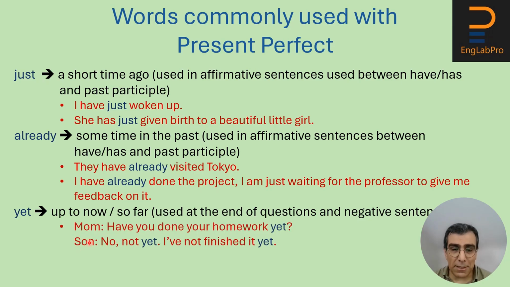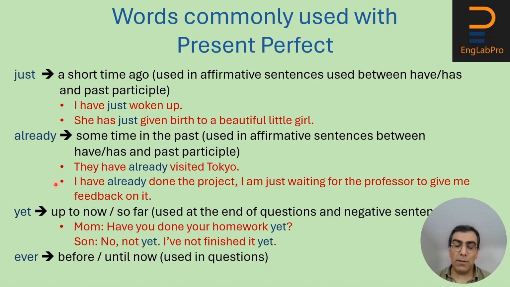So let's take a look at this example. Mom says, have you done your homework yet? And son answers, no, not yet. I haven't finished it yet. You see, yet is used in negative sentences or questions, at the end of the sentence.